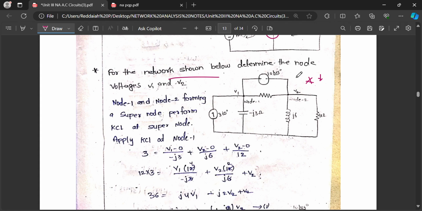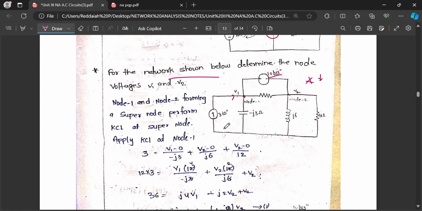For this network shown below, determine the node voltages V1 and V2. It is very simple. Node 1 and node 2 form a supernode, because the ideal voltage source 10 at an angle of 45 degrees is connected. Now apply KCL at node 1.